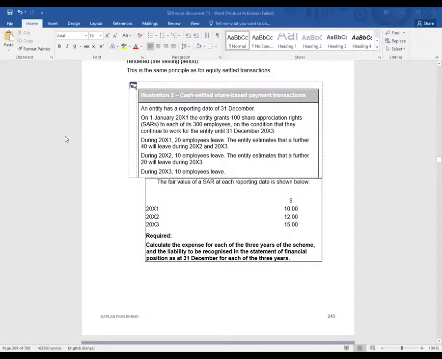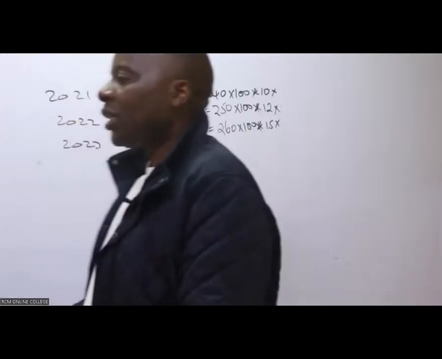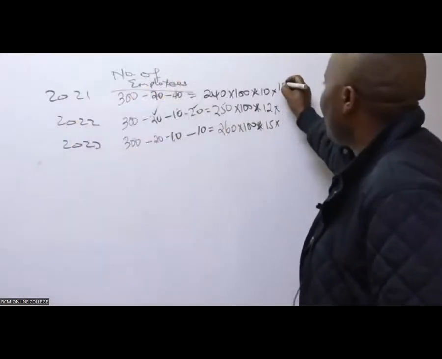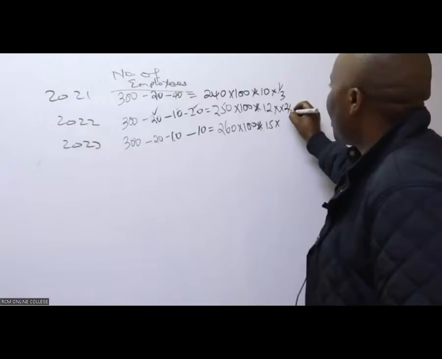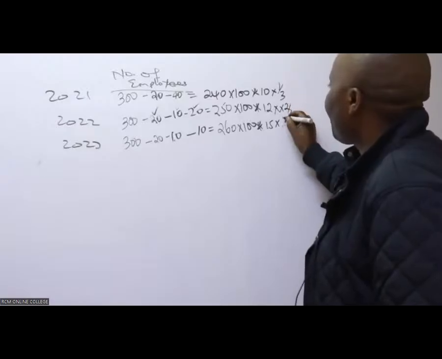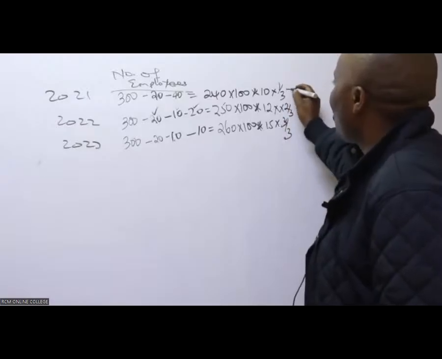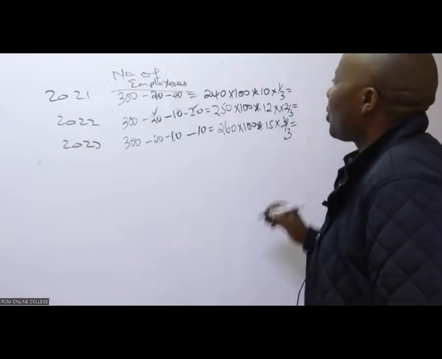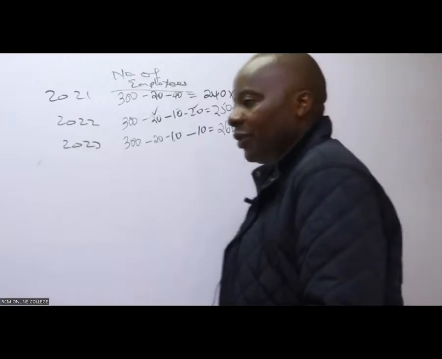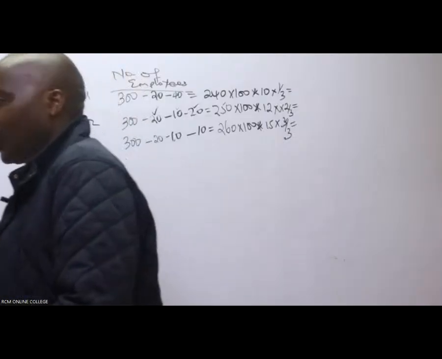We must always prorate this with the number of years. Remember, they gave us how many years? They gave us 3 years. So the first one will be times a third, times 2/3, times 3/3. So could you kindly give me these figures?